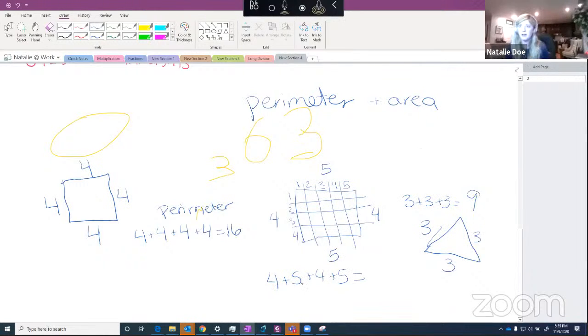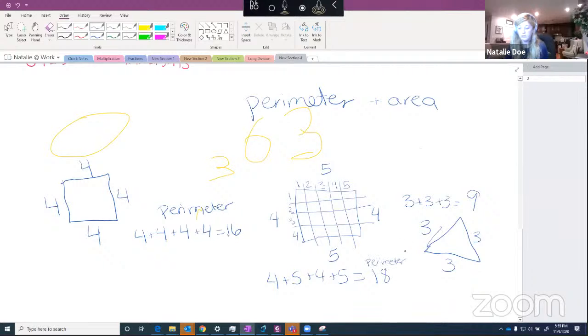So 4 plus 5 is how many? 4 plus 5 equals 9. Yep. So what's 9 plus 4? 13. Yep. And what's 13 plus 5? 18. All right. So our perimeter is 18.